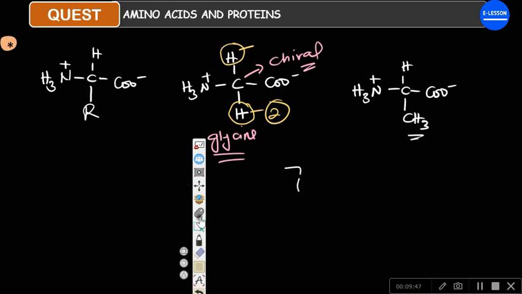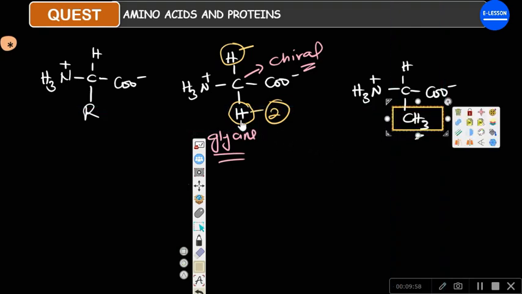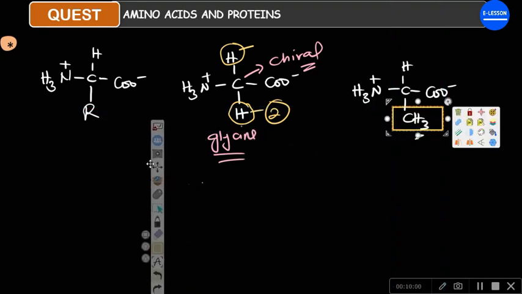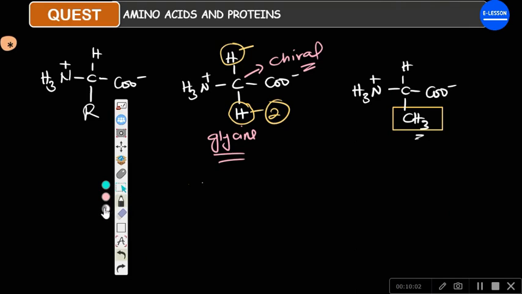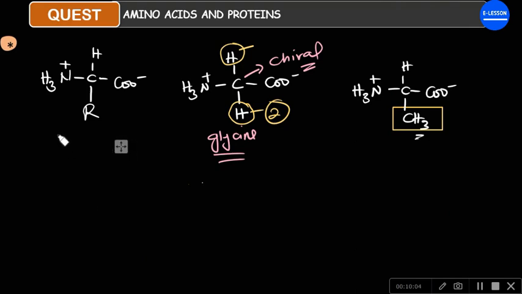One more. The only difference is the group here. If you look at this group here, you agree with me that this group here is CH3, while the one here is what? Hydrogen. Right? So that's why we said the only distinguishing factor, the difference between each amino acid, is their side chain.